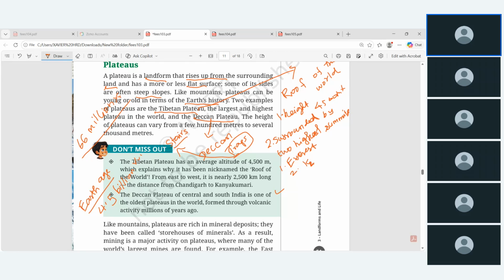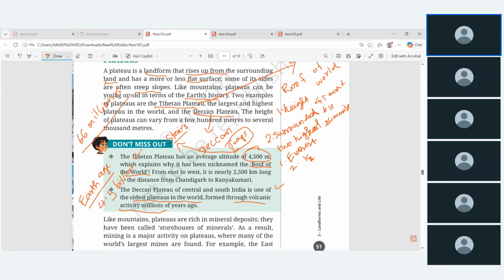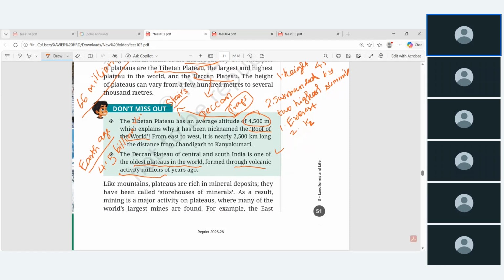The Tibetan plateau has an average altitude around 4,500 meters, and it has the nickname of roof of the world. From east to west, the Deccan plateau of central and south India is one of the oldest plateaus in the world, and it was formed through volcanic activity millions of years ago, which means 66 million years ago. And like mountains, the plateaus also are rich in mineral deposits. அதனால தான் the Chota Nagpur plateau and Deccan plateau have lots of mineral resources. They have been called the storehouse of minerals.